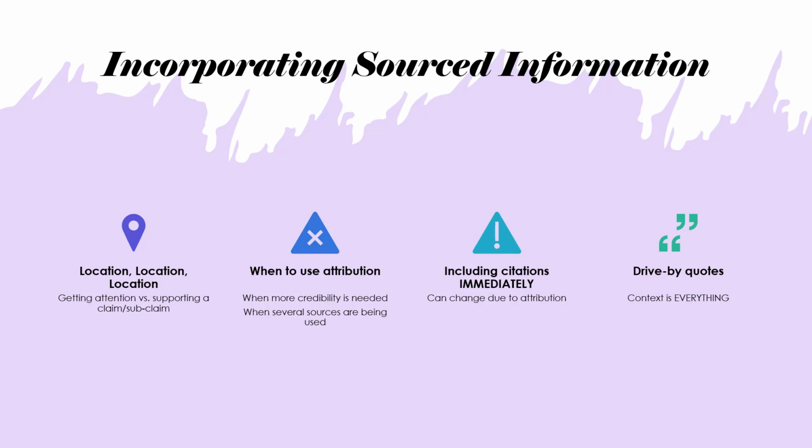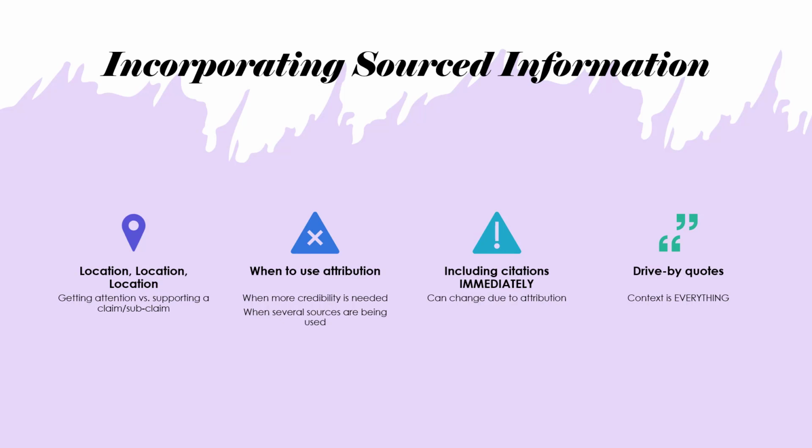Attribution can also help with clarity when you're using several sources. And again, we will see that in a little bit. Citations have to be used immediately. As soon as you're done with putting in your quote, your paraphrase, or your summary, as soon as you hit that last word, put in the parentheses, put in the citation.